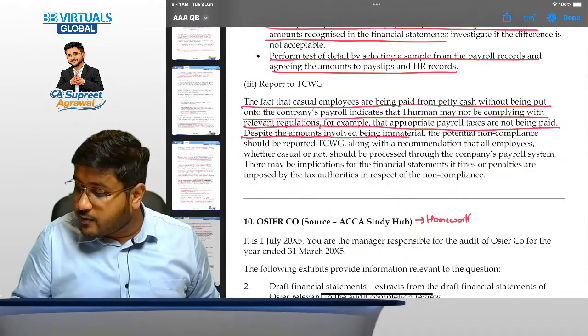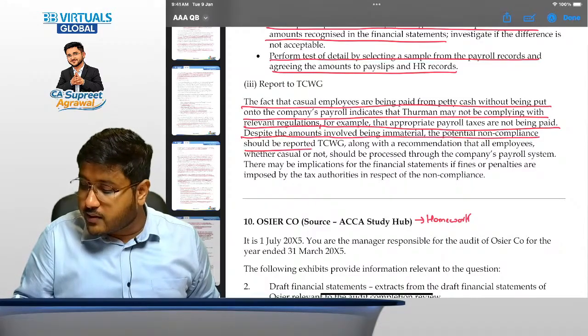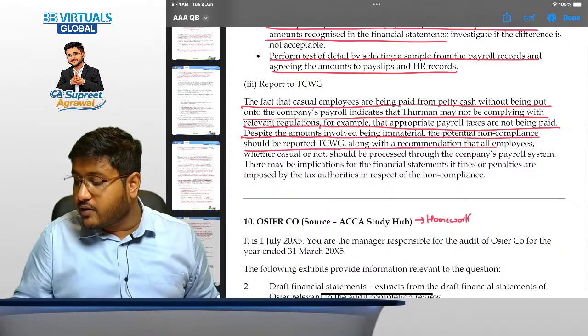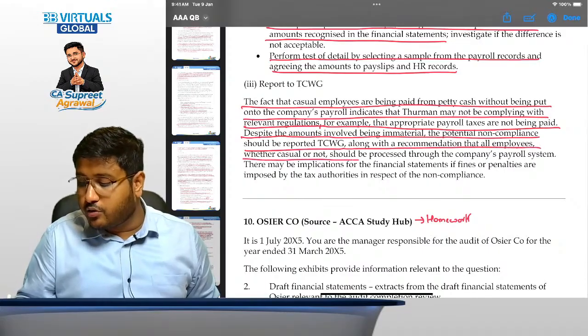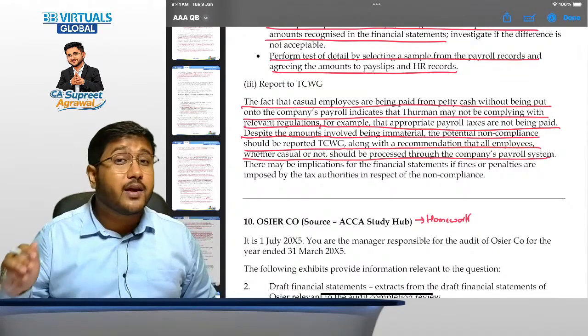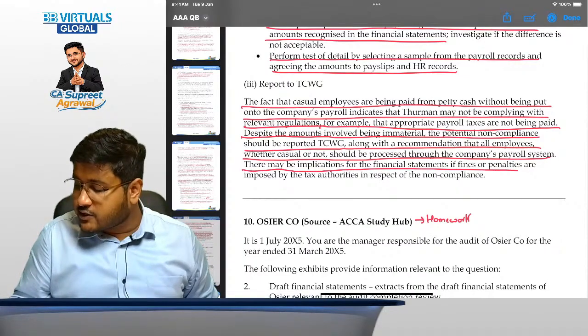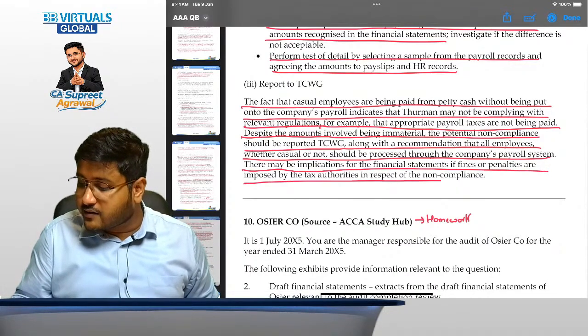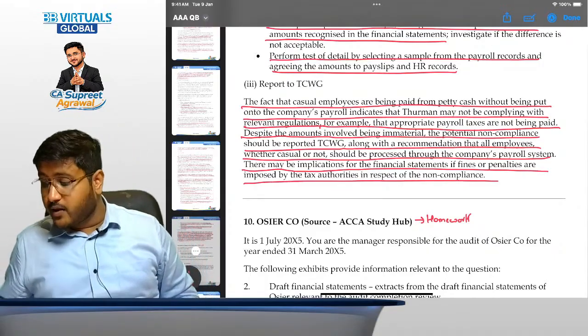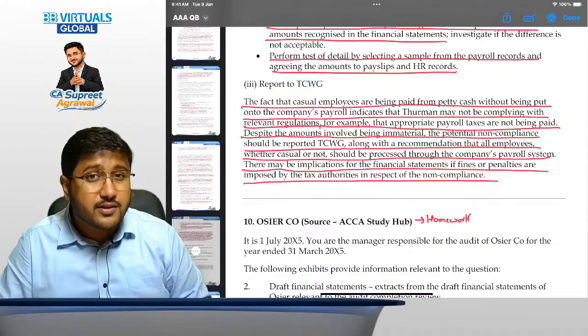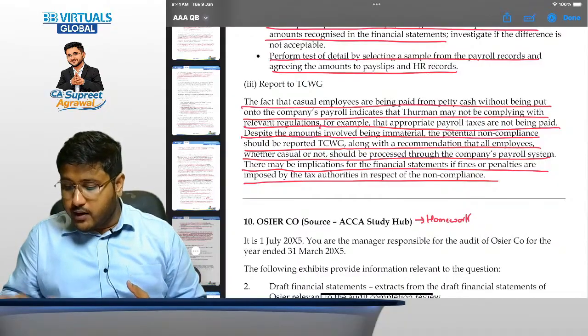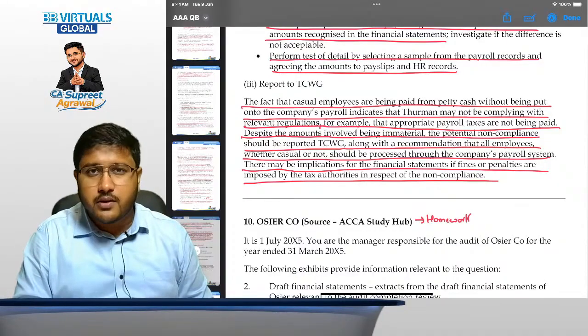Despite the amount involved being immaterial, the potential non-compliance should be reported to those charged with governance, along with the recommendation that all employees, whether casual or not, should be processed through the company's payroll system, even if you are paying them in cash. There may be implications for the financial statements if fines or penalties are imposed by tax authorities in respect of the non-compliance. This is what makes this particular point very, very important. With this, we have completed question number 9 also.